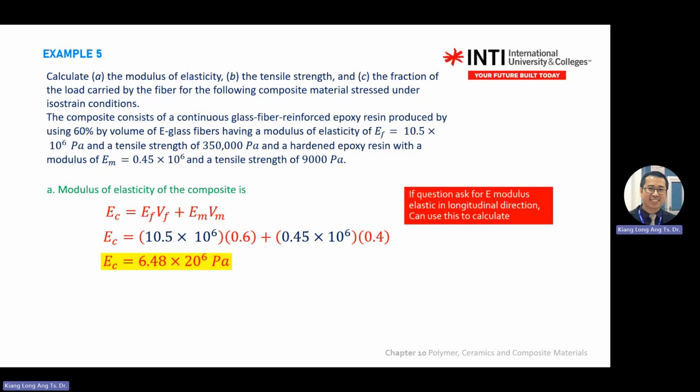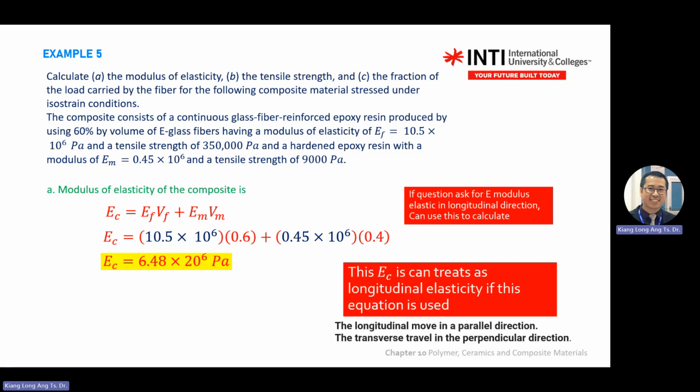I just give you a heads up for isostress. Isostress orientation will be like this. It's a different sandwich orientation. Okay, so we'll look at isostress next lecture.